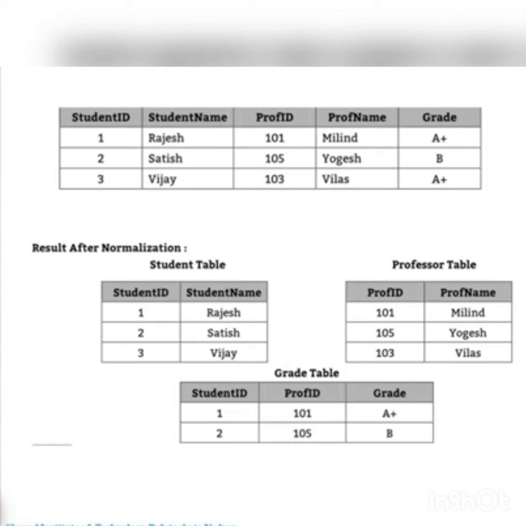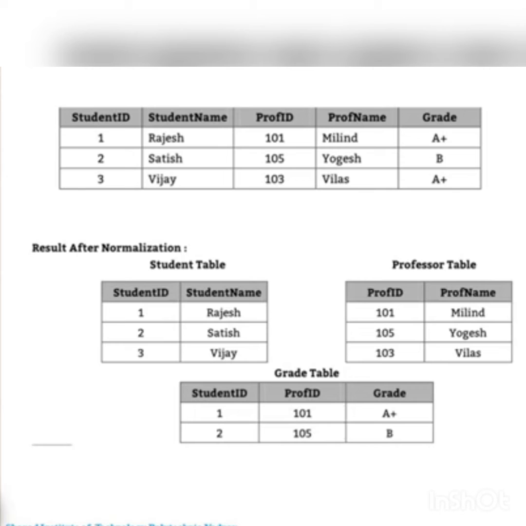Likewise, you can see here the first table is broken down into three tables because we don't want to lose the data. That's why the result after the normalization, that is second normal form, should be like this. There is a breaking of a single table into three tables, that is student table, professor table and grade table.